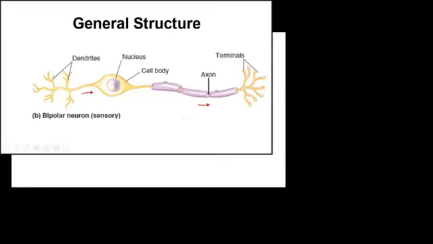At one side we have our dendrites, we have our nucleus in the cell body, or the soma, in the middle there, and then we have our axon and then the terminals at the end. And these little red arrows are indicating the direction of transmission. So things are going to move from the dendrites to the axon and the axon terminals, unless something has gone catastrophically wrong.